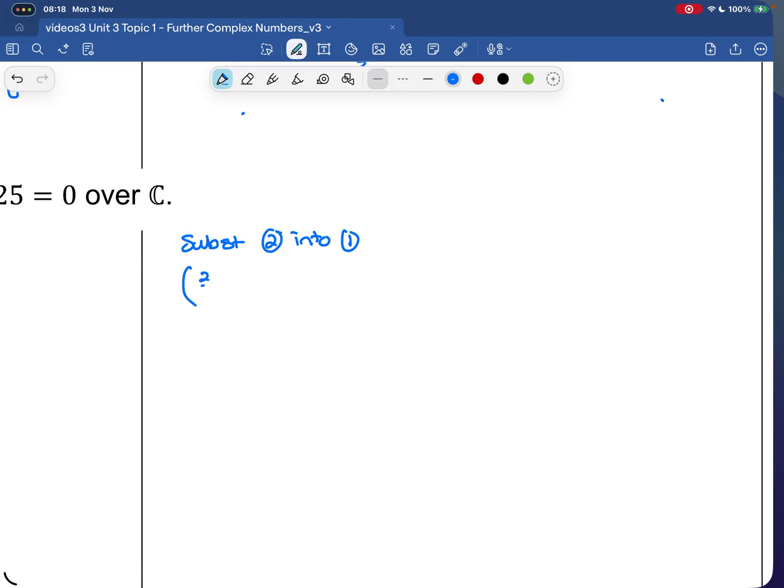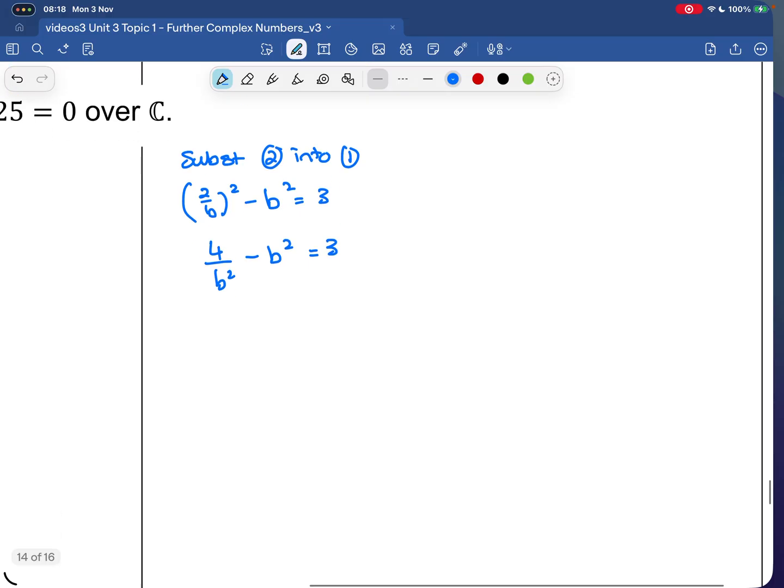So I've got 2 over b squared minus b squared is equal to 3. So that gives me 4 over b squared minus b squared is equal to 3. And I can multiply every single term by b squared so that I get 4 minus b to the 4 is 3b squared.